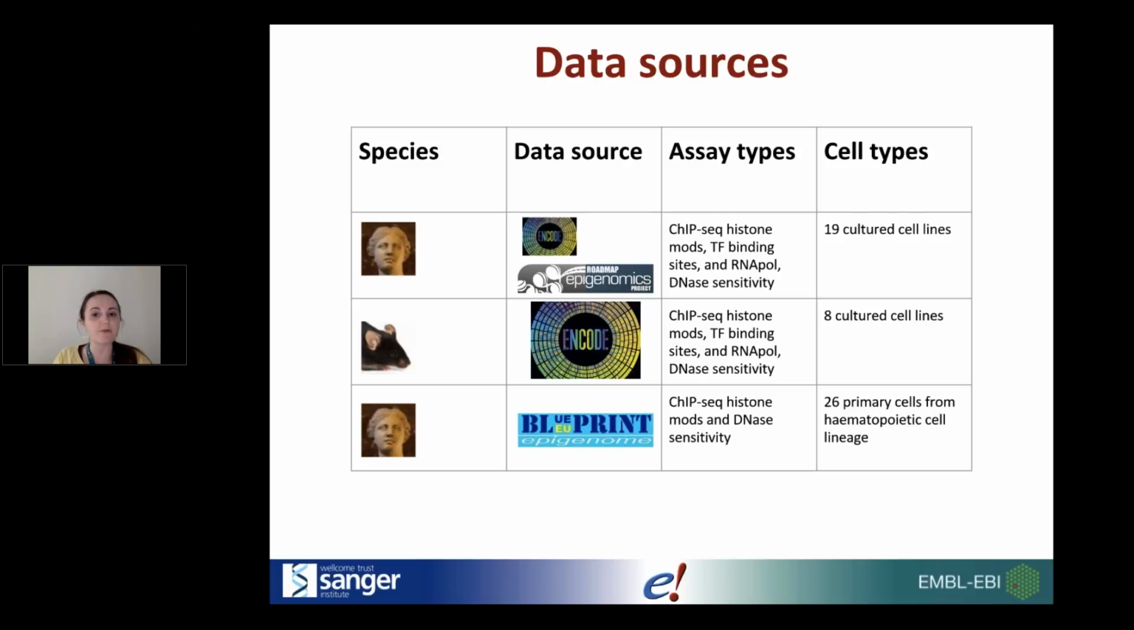We have slightly less data from Blueprint epigenome, so we only have histone modifications and DNase sensitivity, but we have data from 26 primary cell types that are part of the hematopoietic cell lineage. So instead of cultured cell lines that you might use in the lab, these are primary cell types taken directly from human tissue. Because it's a lineage, it's quite interesting because you can compare how things change over the cell differentiation from Blueprint.